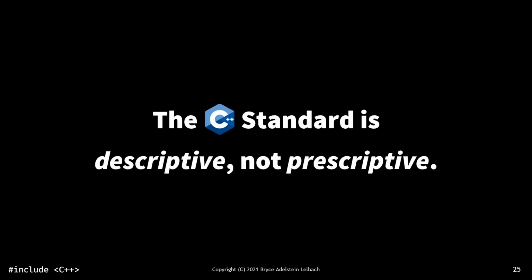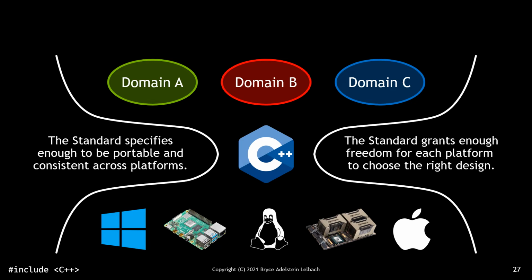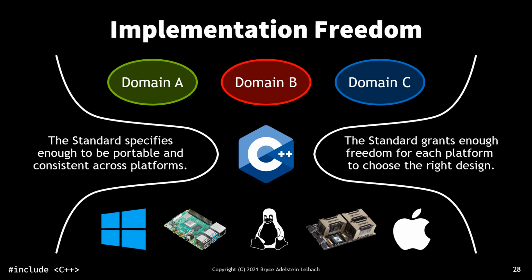There's something important that I want you to understand about the nature of the standard. The C++ standard is descriptive, not prescriptive. It does not prescribe exactly how everything is implemented. It describes the structure of C++ source code, the semantics of the abstract machine that executes said source code, and requirements on how that abstract machine is implemented. The standard specifies enough to be portable and consistent across platforms and domains. But the standard also grants enough freedom for each platform to choose the right design for their implementation and environment. We call this implementation freedom. It's essential to standard C++.